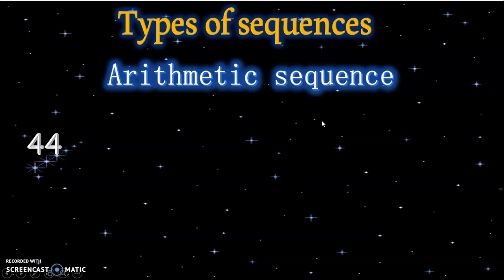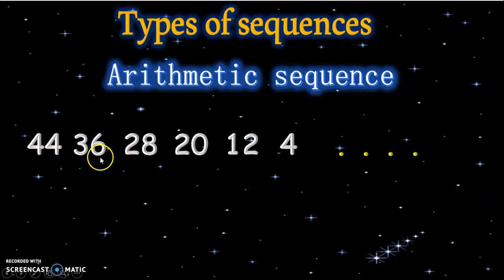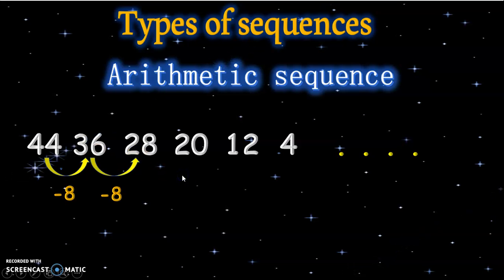So the next set of numbers is 44, 36, 28, 20, 12, 4, and so on. As you see, 44 to 36, it decreases. So the difference of 44 and 36 is we subtract 8. Going to the next term, 36 to 28, the difference is also a decrease, or we subtract 8.